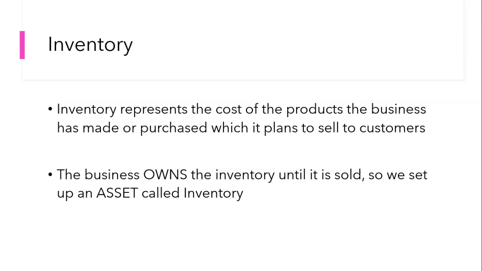Inventory represents the cost of the products the business has made if they're a manufacturer, or purchased if they're a merchandiser, either a wholesaler or retailer. Both are merchandisers, which it then plans to sell to customers. So the business owns the inventory up until the time it's sold. So we set up an asset called inventory.